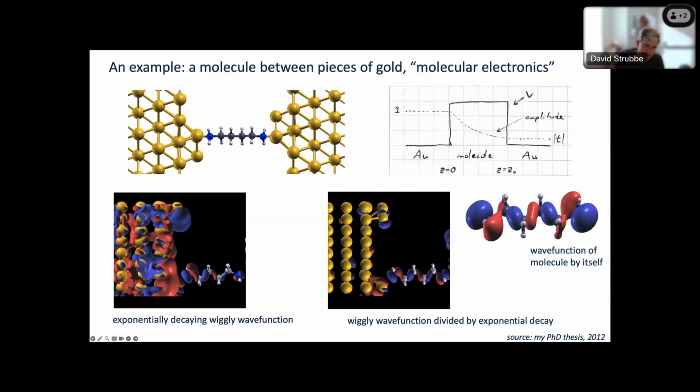You see there's a lot on the left-hand side, and then there's an exponential decay across the molecule, but with some wiggles that are related to the character of the particular orbital. Something I did in my thesis work was to divide this by an exponential fit, and you get something that is no longer decaying across here, and it looks like the molecular orbital of the molecule that can be calculated on its own, to help identify which orbital is responsible for this conduction.